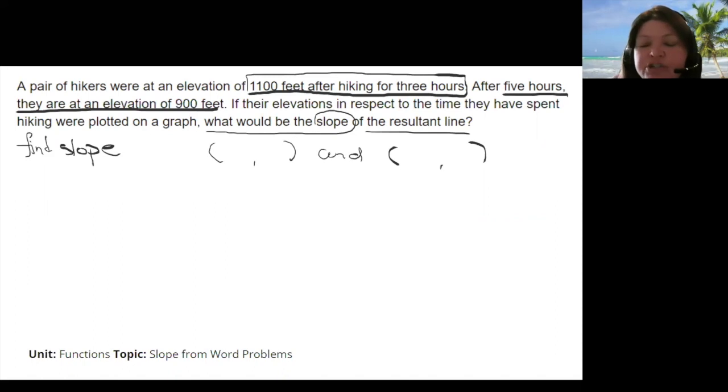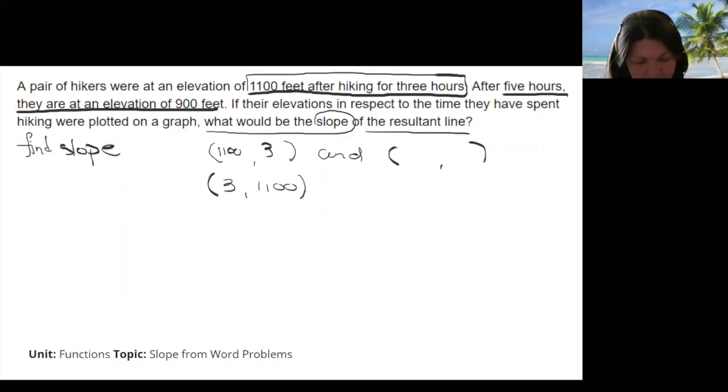Manal's right. But super duper important, you get the points in the right order. We need the input variable, the independent, to come first, and the dependent variable, the output, to come second. So would it be the point 1100, 3, or would it be the point 3, 1100? And it does make a difference. Any thoughts? Does anybody know?